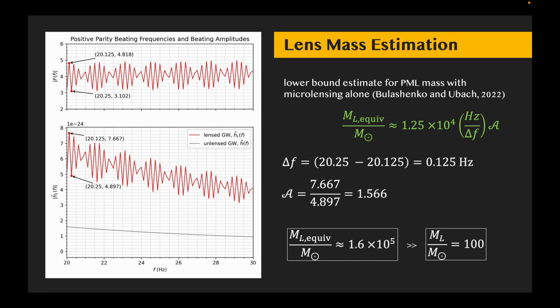Bulashenko and Ubach found that the beating features of the lensed gravitational wave signals provide a lower bound estimate of the point mass lens in the case of microlensing alone. In our setup, this exceeds the actual mass of the point mass lens by three orders of magnitude due to the addition of strong lensing.